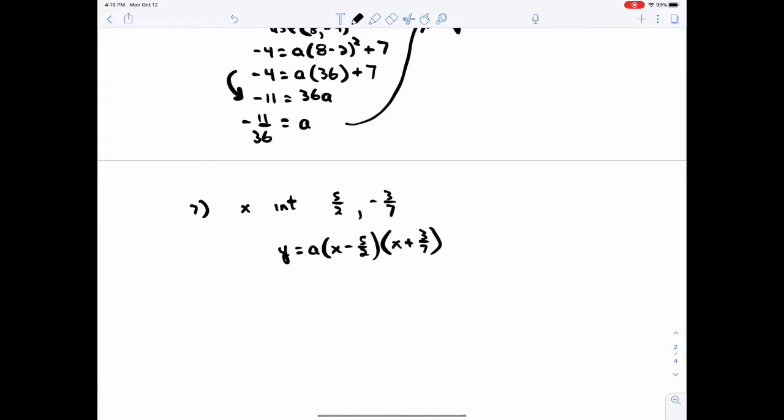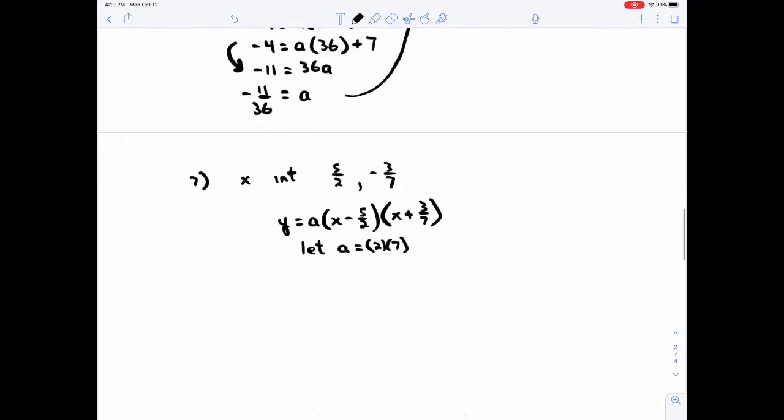Okay. And now I didn't tell you anything else, so what's the easiest thing to pick? It's not 1. Because notice, if I plug 1 in there and I have to multiply this out, it's going to be messy with a bunch of fractions. So what we're going to do is let a equal 2 times 7. Now, if you want to put 14, that's fine with me, okay? But why 2 and 7? Because that'll get rid of the fractions.